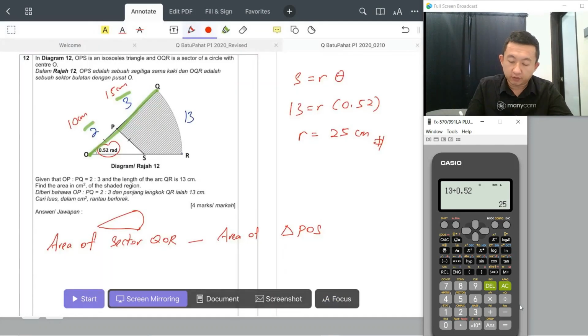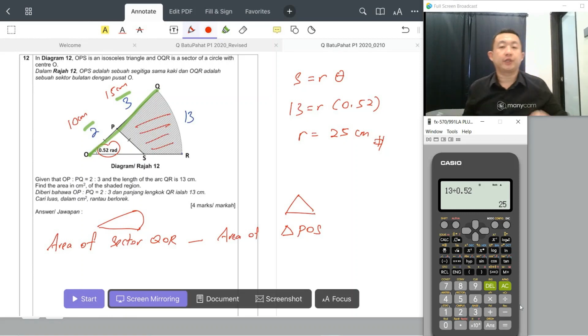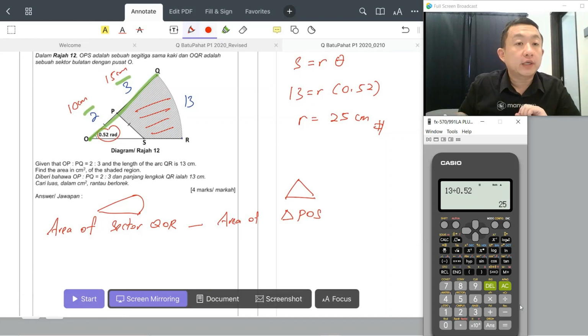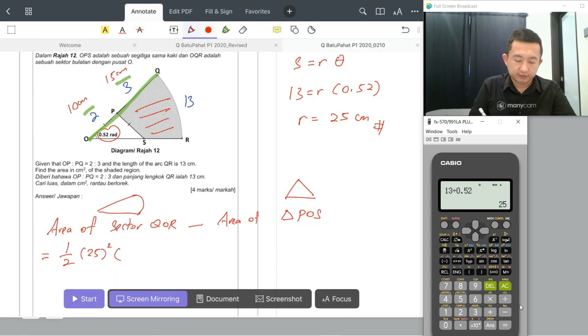Oh, sorry. Triangle POS, and then you will get the shaded regions. Okay, so we figure out one by one. Sector for QOR, the formula is 1/2 r squared theta. r is 25, theta is 0.52, minus the area for POS.